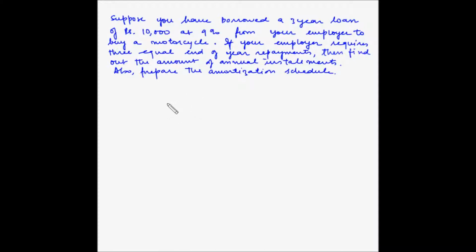Let's understand this better by drawing it on a time scale. So the tenure here is 3 years. So 0, 1, 2 and 3. The amount of loan taken is 10,000. Rate of interest is 9%. And we need to make payments. So let's say the amount of payment is PMT. When using the formula, this is also denoted as A. A stands for the annuity amount.